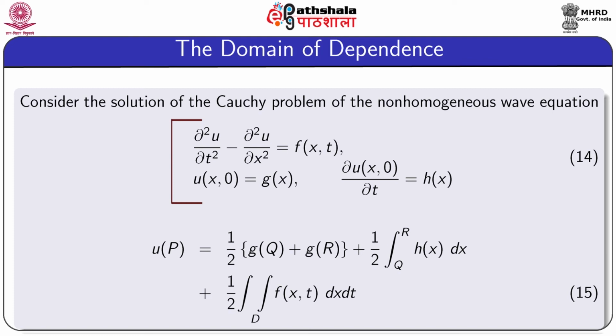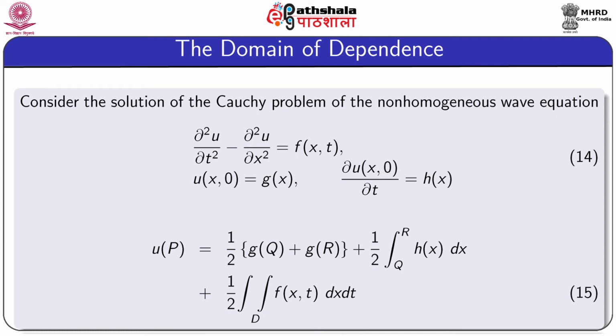Therefore, we are going to solve equation 14, and we have already derived the solution of this type of equation. The solution is given by u at P, where P is a fixed point in the xt plane with coordinates x and t, equal to half of g(Q) plus g(R), plus half of the integral from Q to R of h(x) dx, plus half of the double integral of f(x, t) dx dt over the region D.